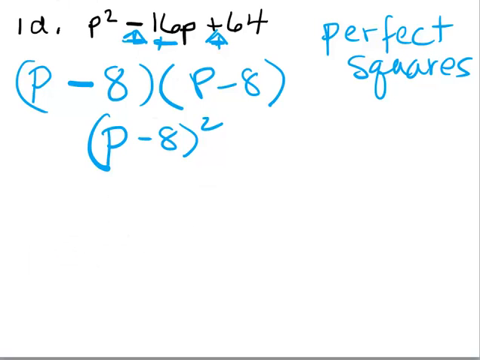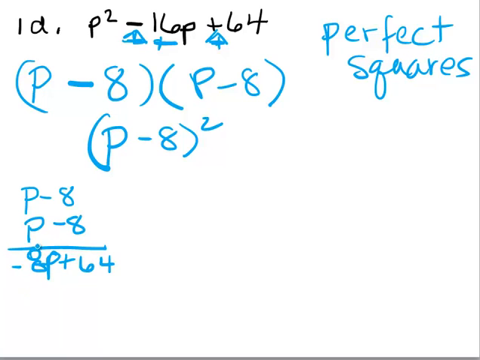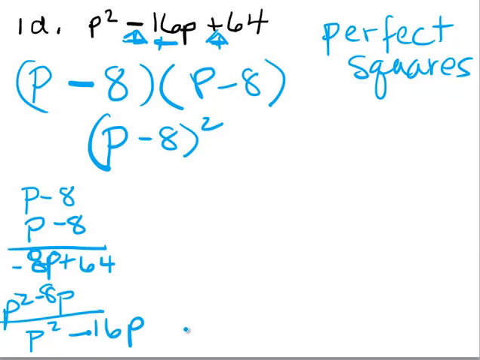How would I check that? Well, I could just do this. Let's see, p minus 8, p minus 8. This is another way to multiply these. Negative 8 times negative 8 is positive 64. Negative 8 times p would be negative 8p, and p times negative 8 would be negative 8p, and p times p would be p squared. I didn't plan very well here. So I end up with p squared minus 16p plus 64. And like I say, that's just another way to do it.